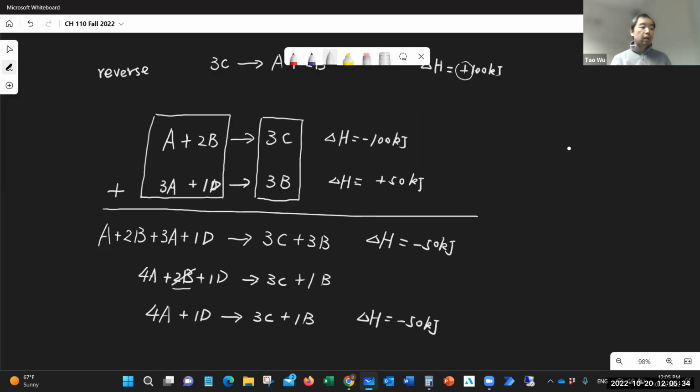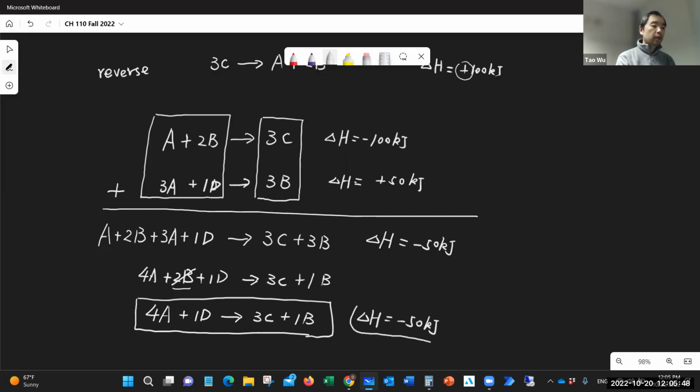So now this is a completely new equation. Based on the previous calculation, we also figure out the enthalpy of the reaction for the new equation. And this process we give it a name. It's called Hess's law.